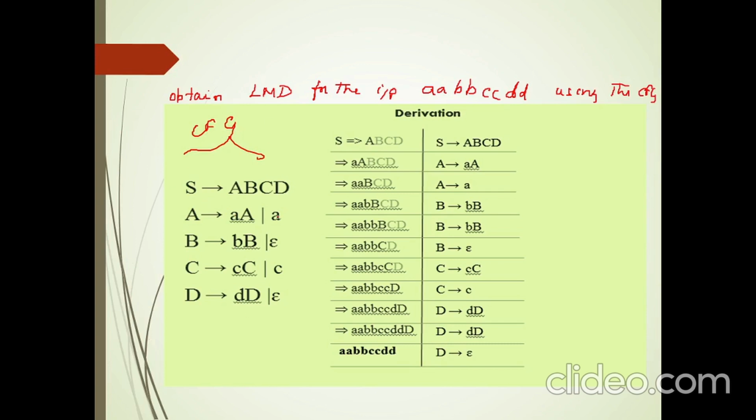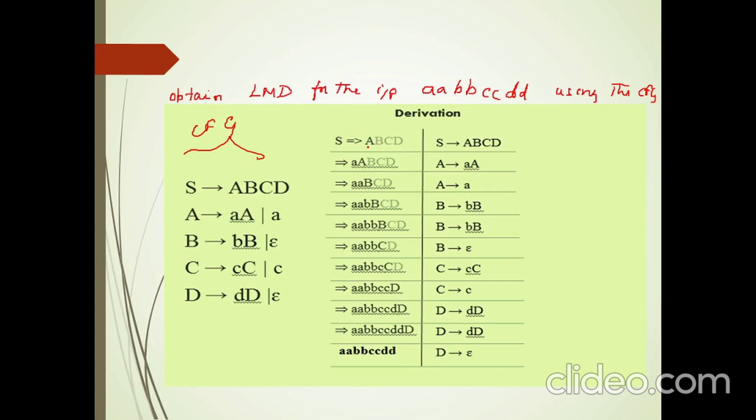First, identify the start symbol. That's this. There is only one rule for the start symbol, so we have no other option. We have to start directly from that. S gives ABCD. Okay, I got this derivation from applying S gives ABCD.